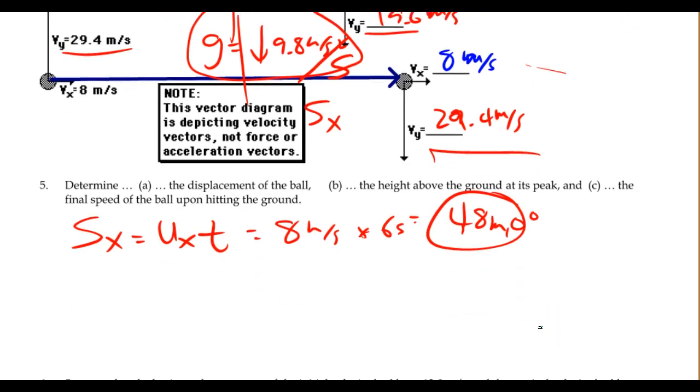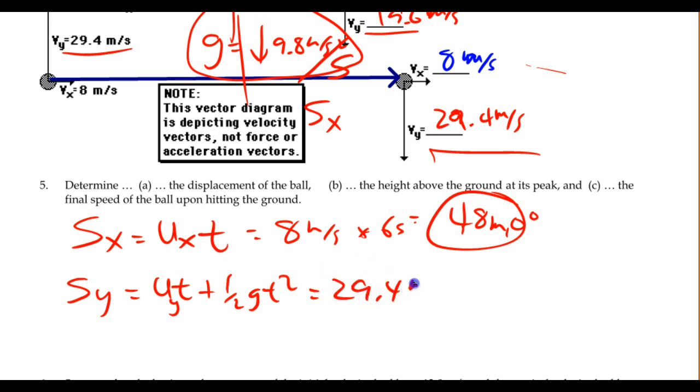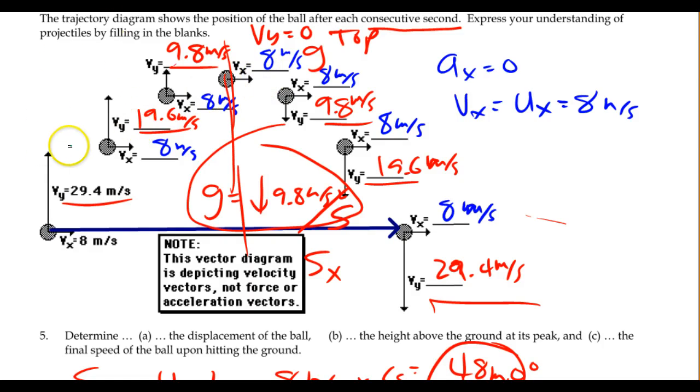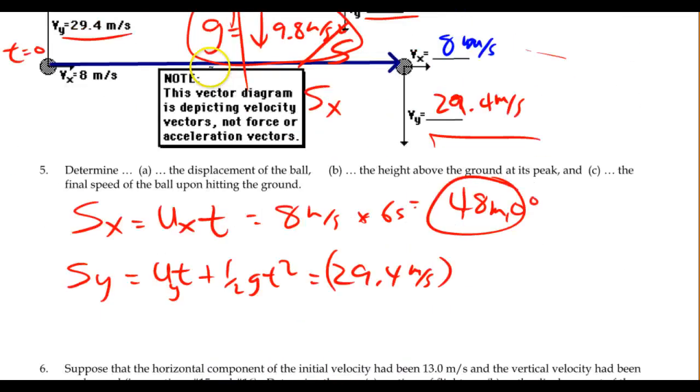Height above the ground at its peak. Okay, well, that's going to be Sy, and that's Uyt plus 1/2 gt squared. Now, we're moving upward at 29.4 meters per second. Now, the question is, when does it reach its peak? Well, here in the diagram, it should be pretty simple. We just have to count the number of pictures. So this is time 0, time equals 1, time equals 2, time equals 3. So it's 3 seconds.